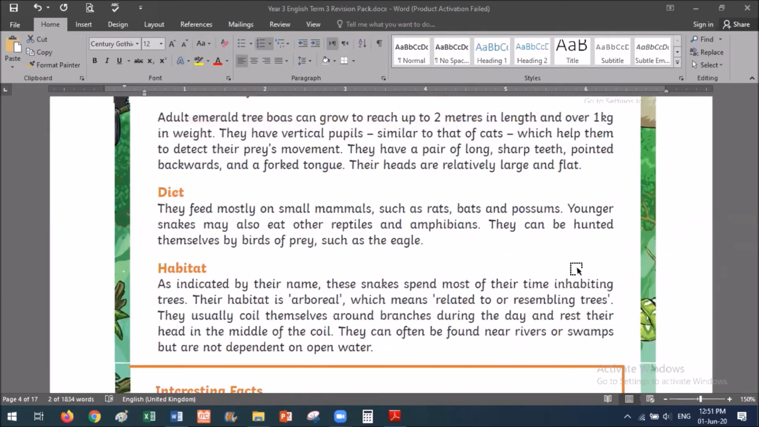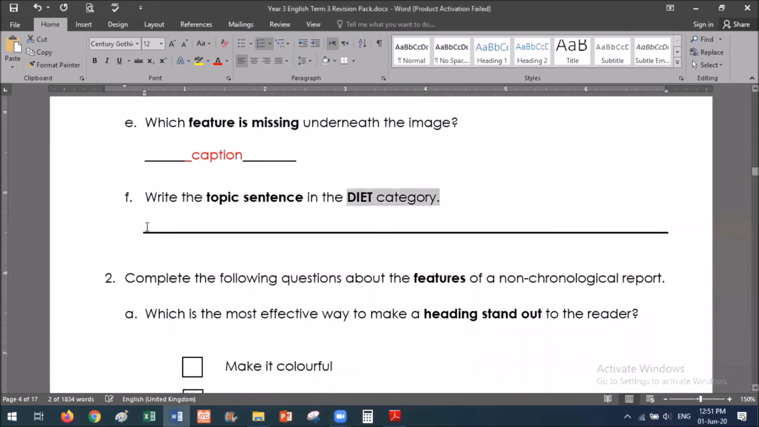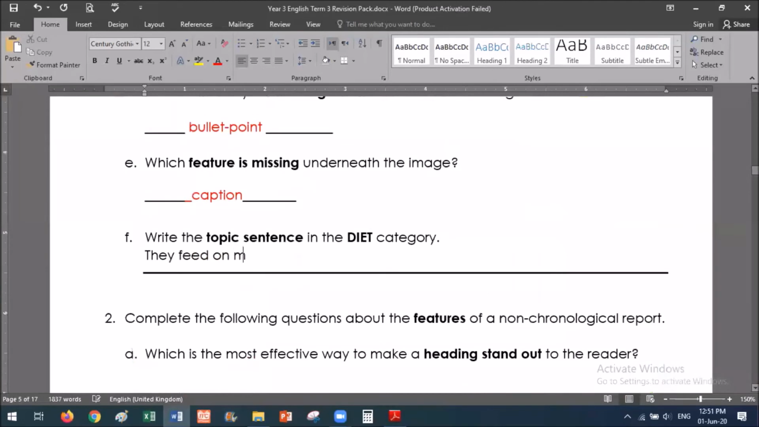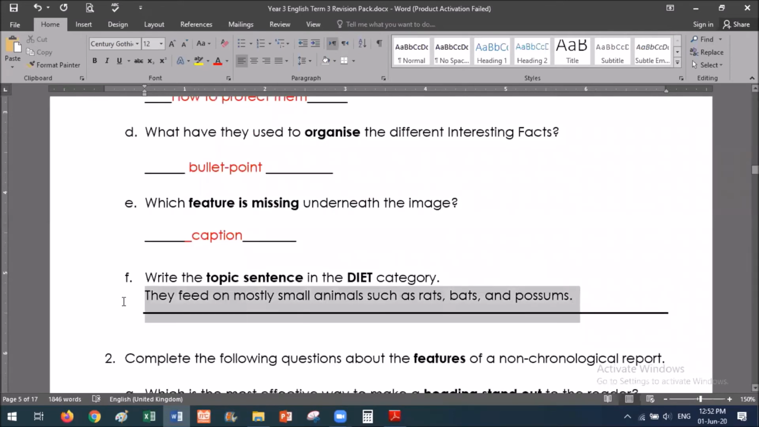So what we're going to do: they feed mostly on small mammals such as rats, bats, and possums. So let's go down and type that in now. So here, they feed on, oops, I forgot what it says. They feed on mostly small animals such as rats, bats, and possums. Okay, so there we have the answer for F.